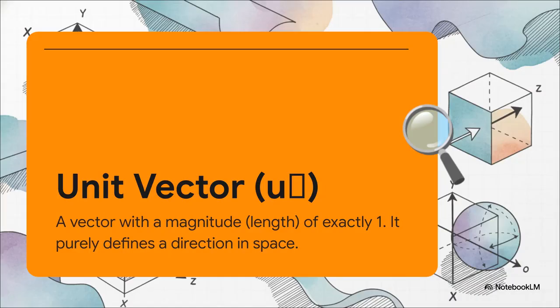But first, we need one more quick definition: the unit vector. A unit vector is special. Its length, or magnitude, is exactly 1. Think of it like a pure direction pointer. It doesn't have any length of its own, it just says, go this way. We can make one from any vector, and it is the absolute key to solving our next problem.